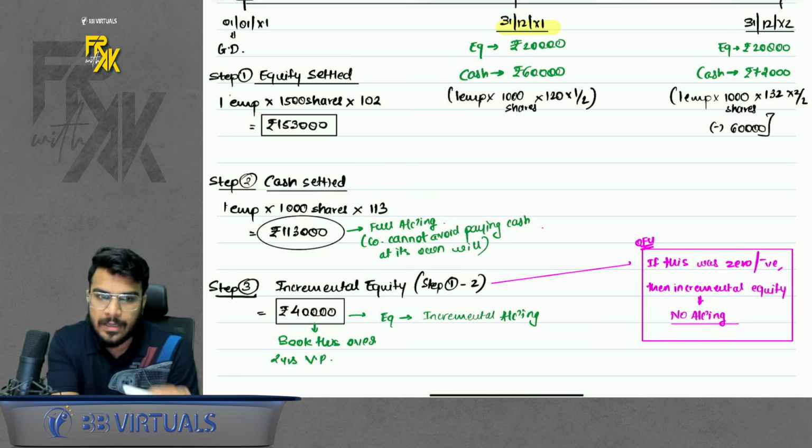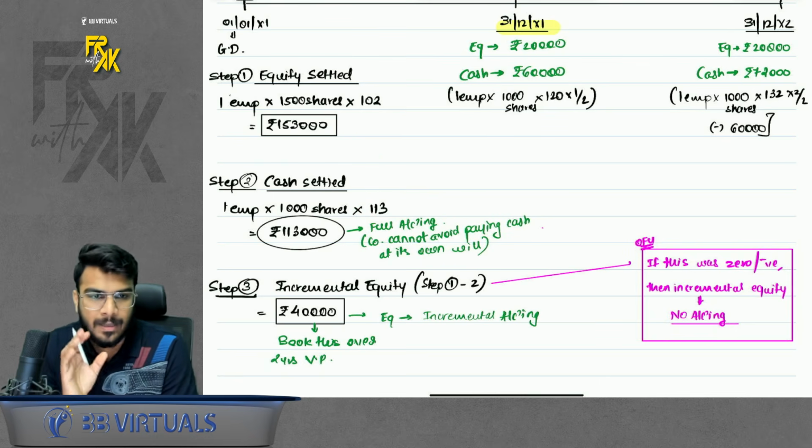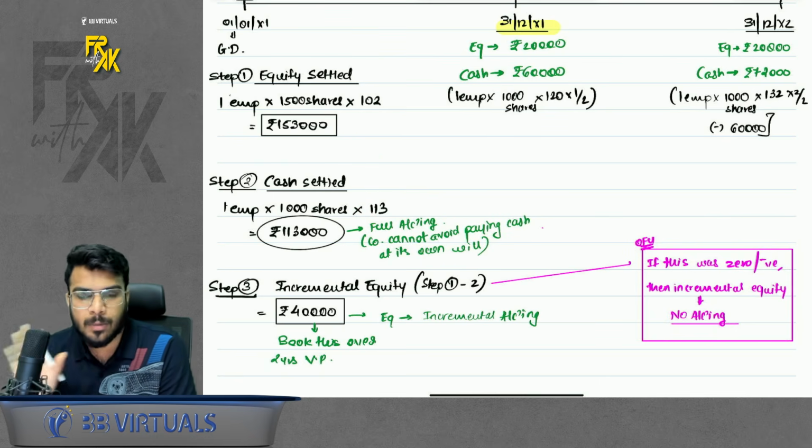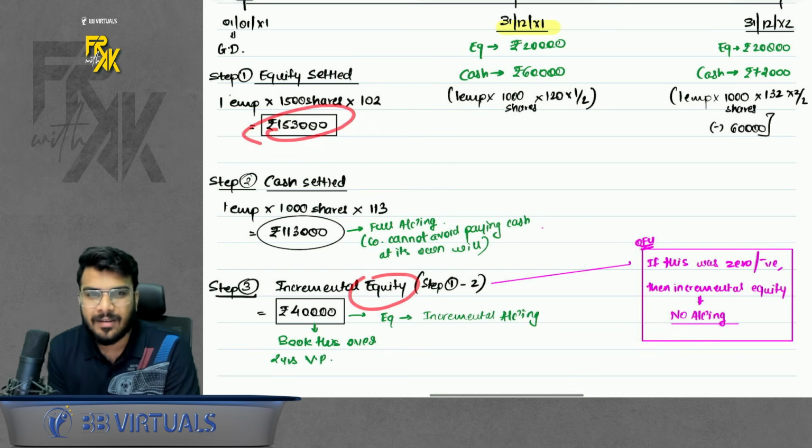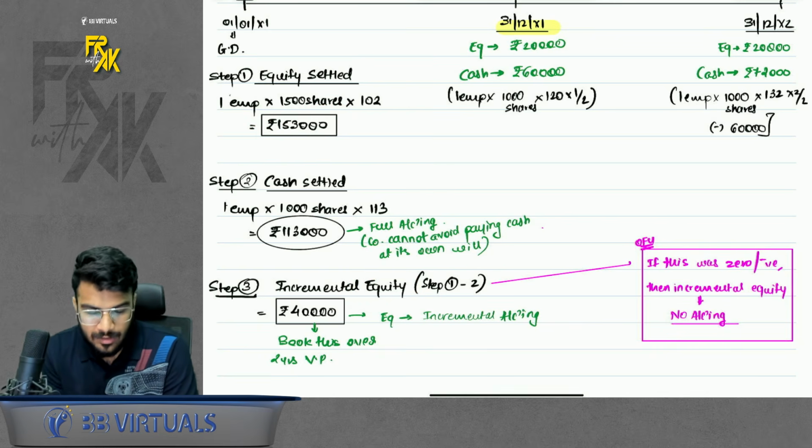Why? Because if the employee chooses cash, the company cannot avoid the payment. It is a liability, a present obligation, so book it fully. For equity, you cannot book it fully. Why? Then it will come to dual accounting, and double the expense will get booked.